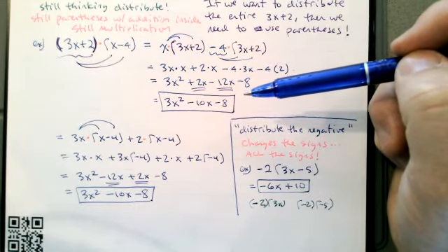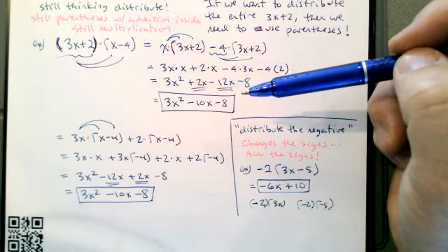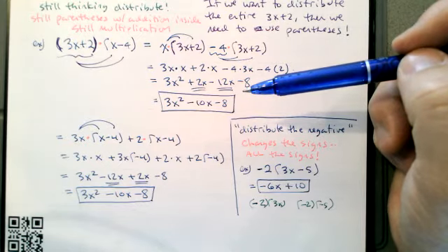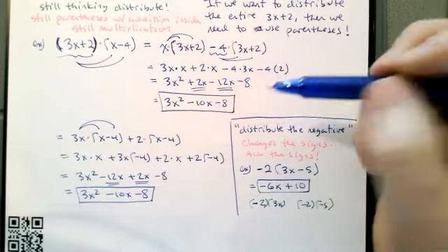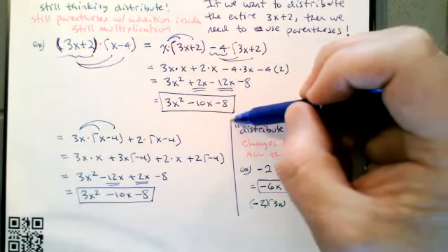I just don't want to tie it to the acronym FOIL because I want to be able to expand. And FOIL is only two terms times two terms. Any questions?